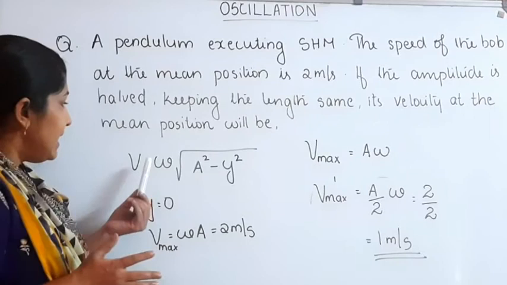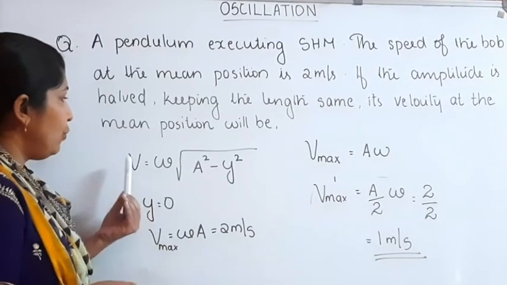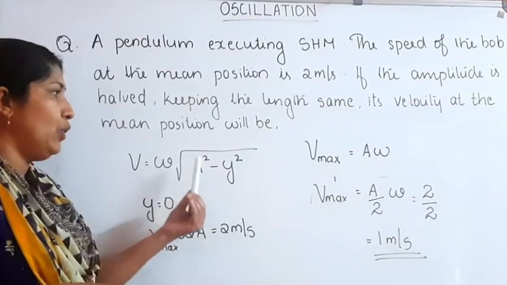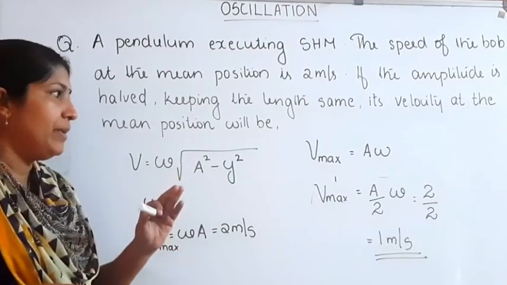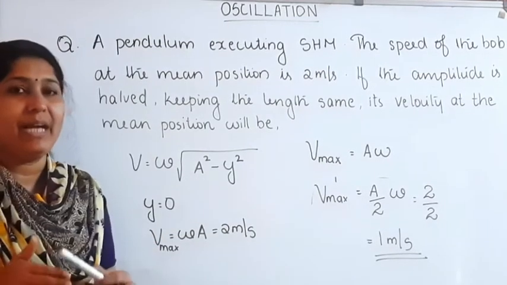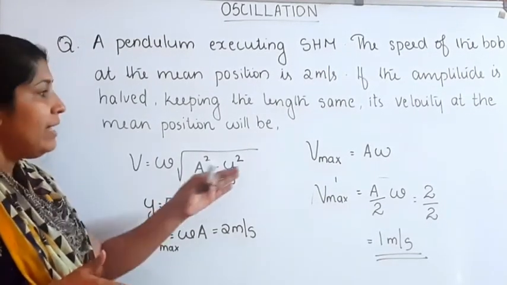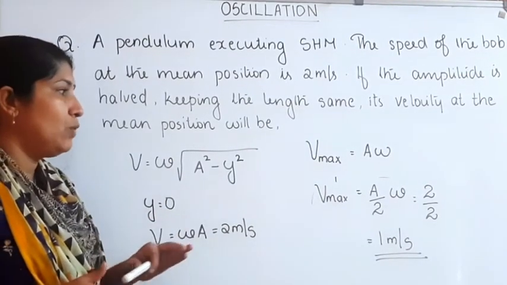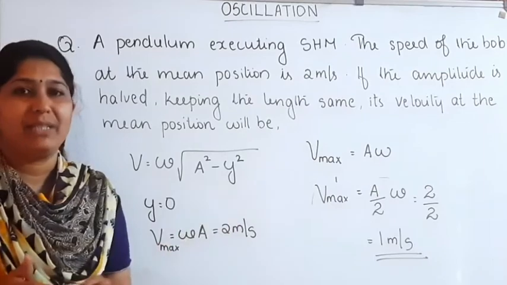Okay. This is the general equation for the velocity of simple harmonic motion: v is equal to omega into root of a square minus y square. From that equation, we can find out the maximum velocity at the mean position. Then on substituting, we got the answer. New maximum velocity is equal to 1 meter per second.